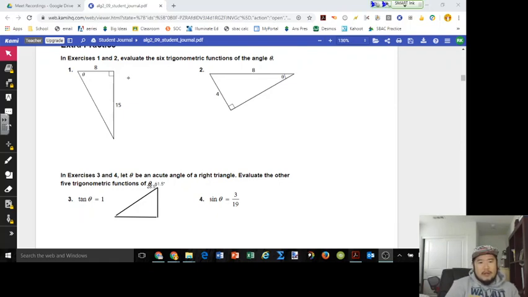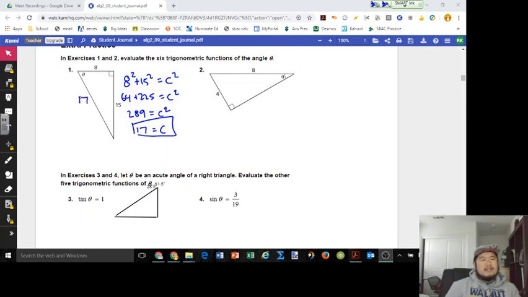So let's start off and use the Pythagorean theorem. We've got 8 squared plus 15 squared is equal to c squared. Remember, a squared plus b squared is equal to c squared. 8 squared is 64 plus 225 is equal to c squared. We have 289 is equal to c squared. And when we square root both sides, c is equal to 17. So we figured out the length of this side right here.